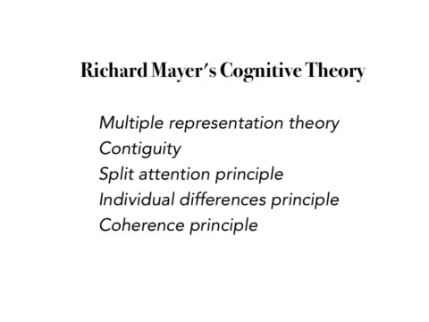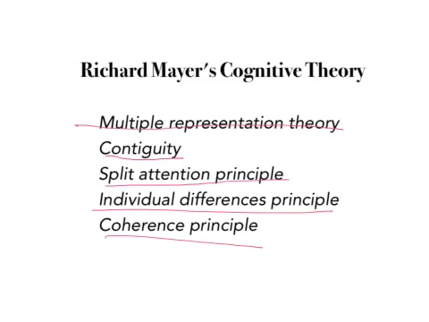Richard Mayer's cognitive theory. The multiple representation theory states that we should say and show our ideas using a minimal amount of words because it's better for retention. Contiguity states that words and pictures are used at the same time. The split attention principle states that through a narration and relevant photo, students learn faster. The individual differences principle states that it depends on the individual difference in the learner. The coherence principle summarizes material and highlights key points.